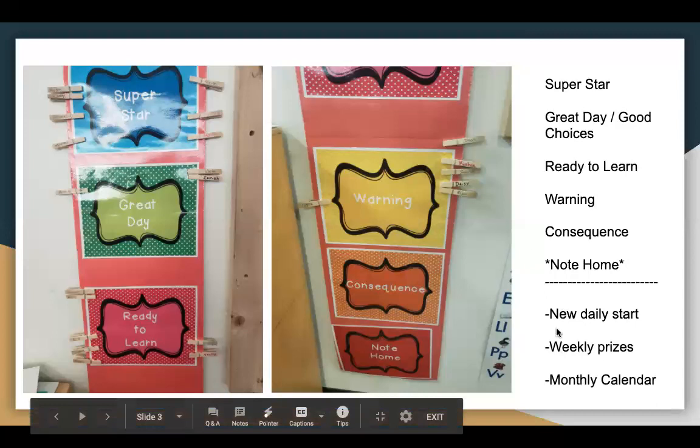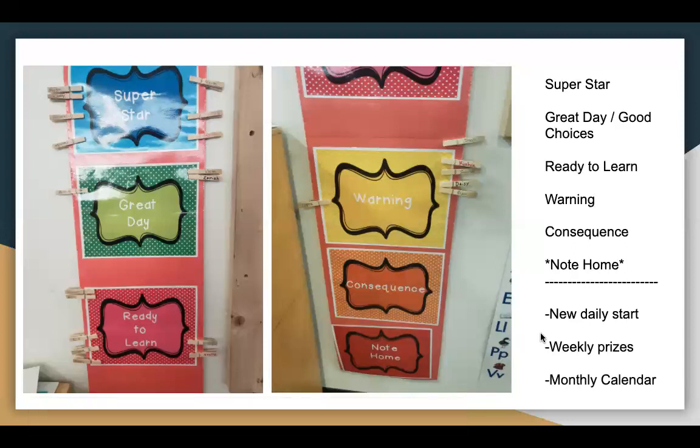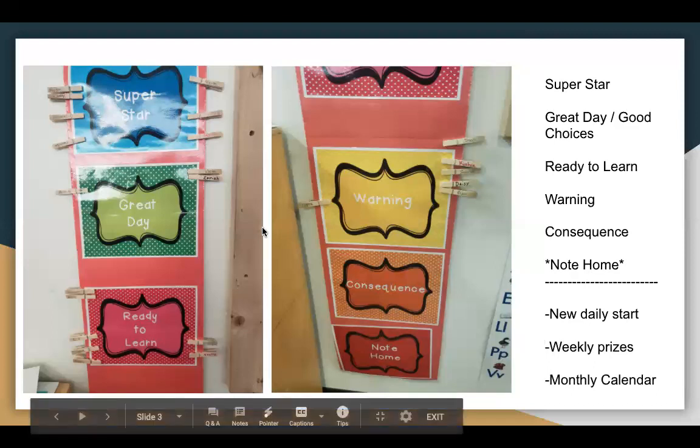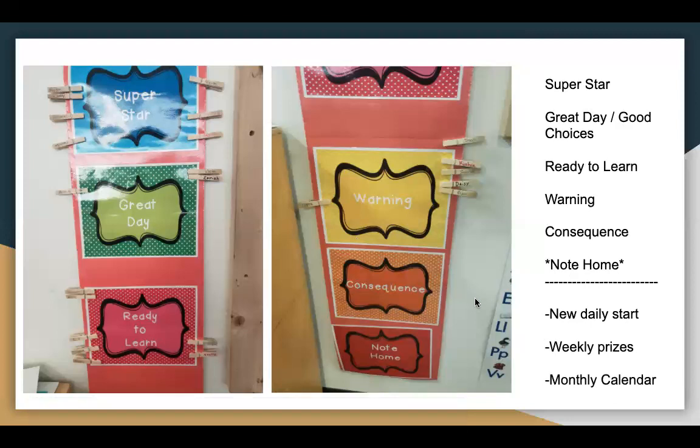My first semester, because I started mid-year and the kids were kind of all over the place and out of control, I had to have weekly prizes every Friday. If they got 3 greens or higher, so that means they had to have 3 greens or superstar per week, they could pick a prize. So that was their goal for the week, to achieve that. And that really helped me because oh boy, they were hard.